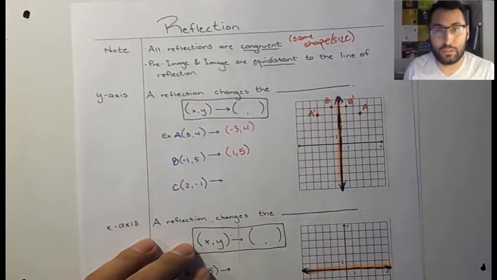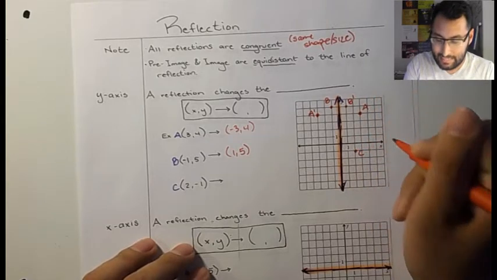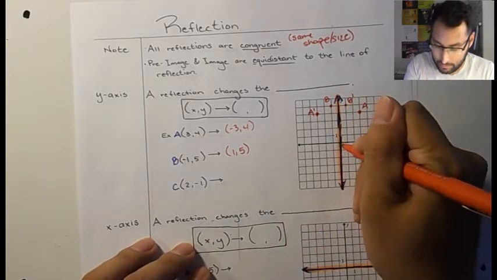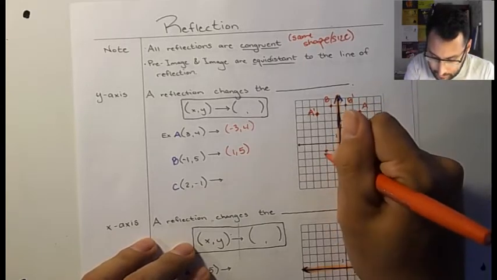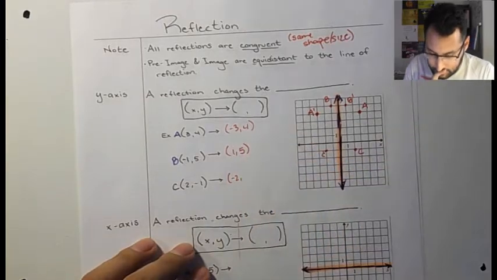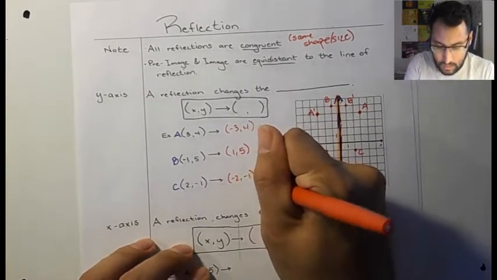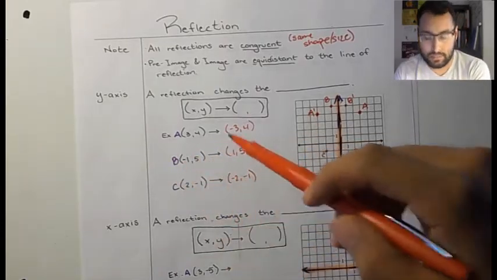And the last one is (2, -1). That's going to be 2 to the right and 1 down. This is C, so if I reflect that, it'll be over here. And that coordinate is (-2, -1).